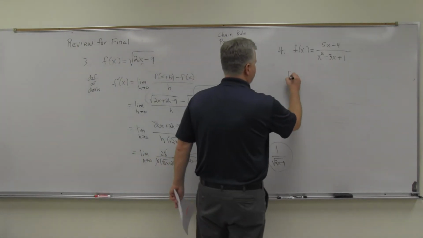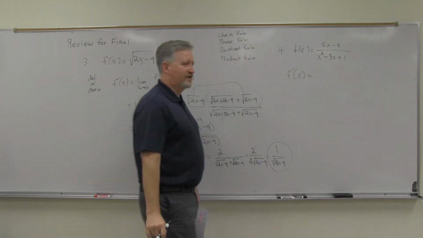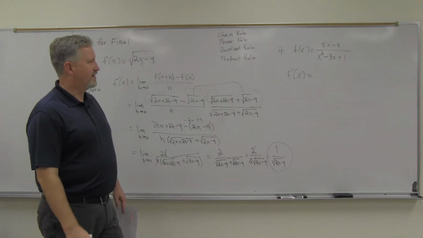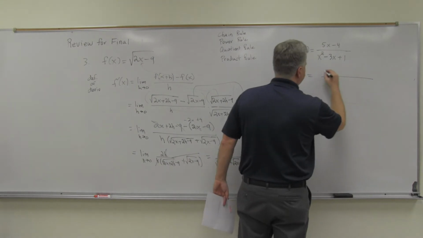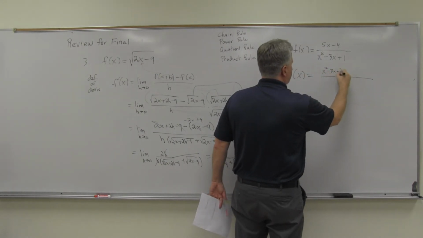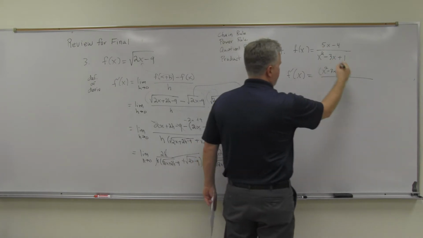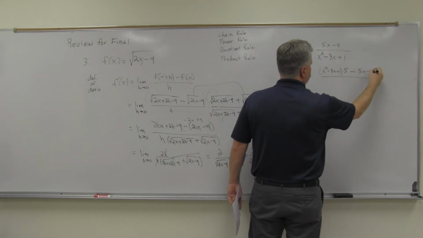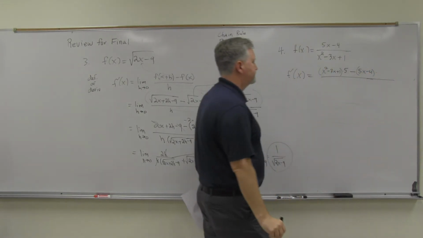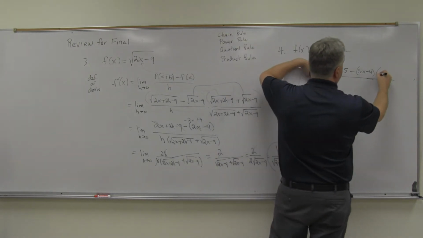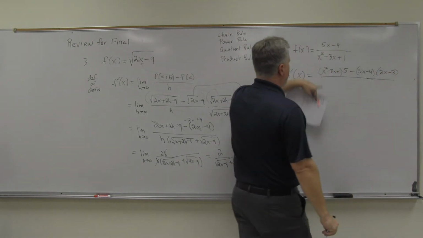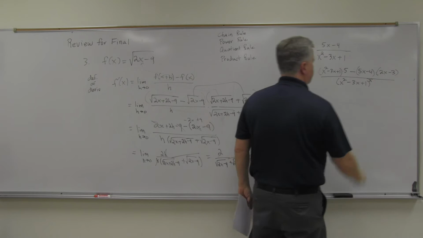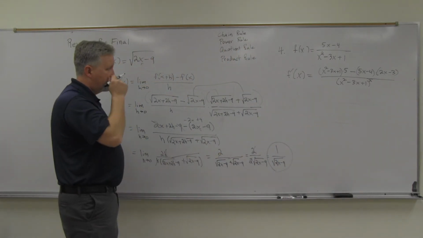So this one is the quotient rule, of course, right? We've got a quotient, so let's recall it. The way I remember it, it's low d high minus high d low over low squared. So we start with the low, x squared minus 3x plus 1, and then the derivative of the high, which would just be 5. And then minus the high, 5x minus 4, times the derivative of the low, which would be 2x minus 3. And then divide that all by low squared, so x squared minus 3x plus 1 squared. That turns out to be our derivative.